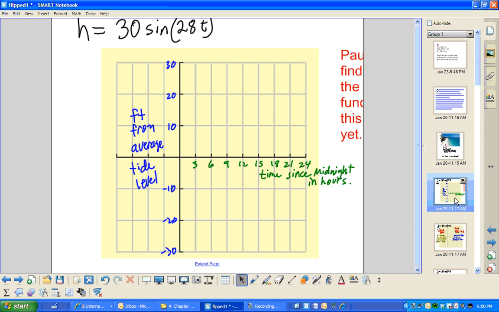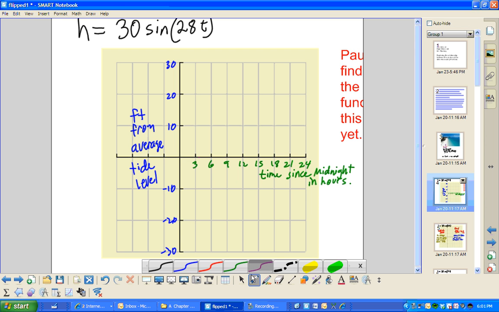Well, let's make a graph. And you should have a piece of paper out and your graphing calculator while you're watching this. If you would make a graph just like this, on the x-axis we have our time, and I put a line every 3 hours, and remember that this is time 0, which is midnight. So the time is hours since midnight.